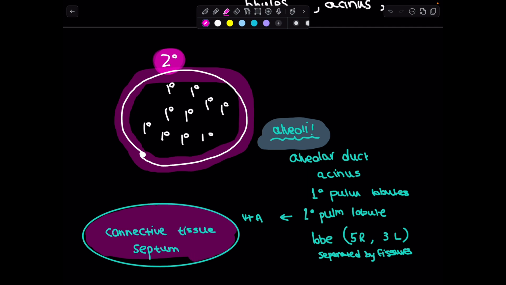Connective tissue septa. This is a thin layer of fibrous tissue that forms the outer boundary of a secondary pulmonary lobule, like a wall separating it from neighboring lobules. It contains pulmonary veins, lymphatics, and some connective fibers, giving the lobule its polyhedral shape. Think 1 to 2.5 centimeters. Bro, sorry to interrupt you, but I'm very confused with all of this.